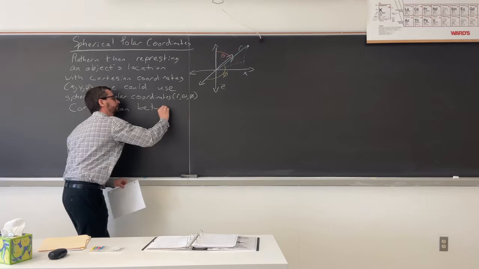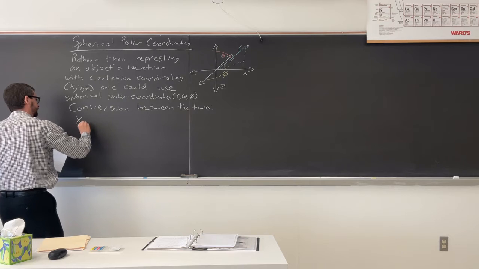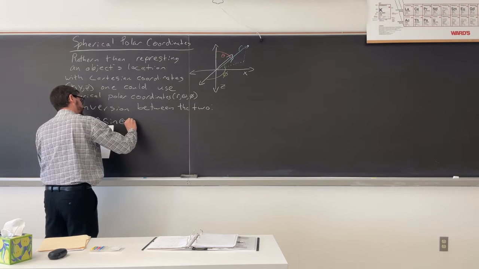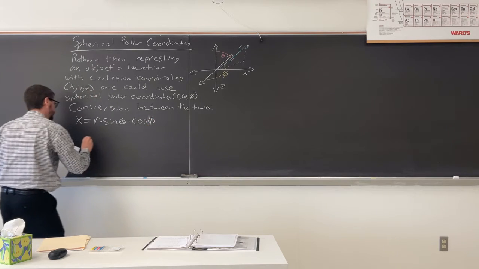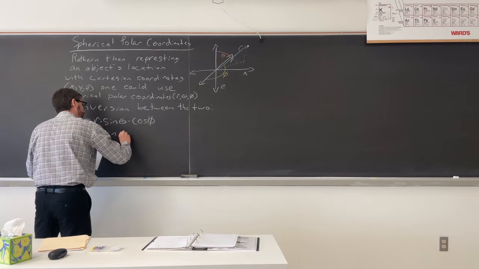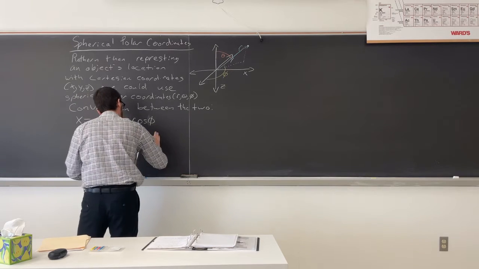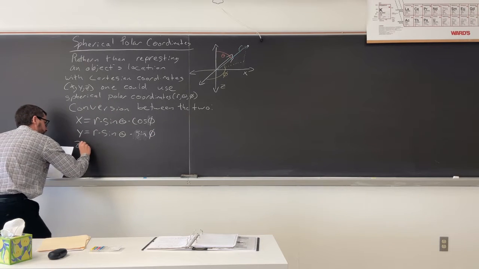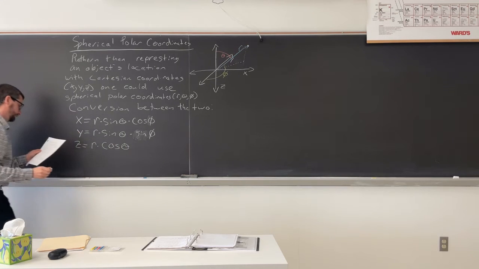So you can show this. x is r times sine theta times cosine phi. y is r times sine theta times sine of phi. And then z is just nice and easy. It's r times cosine theta.